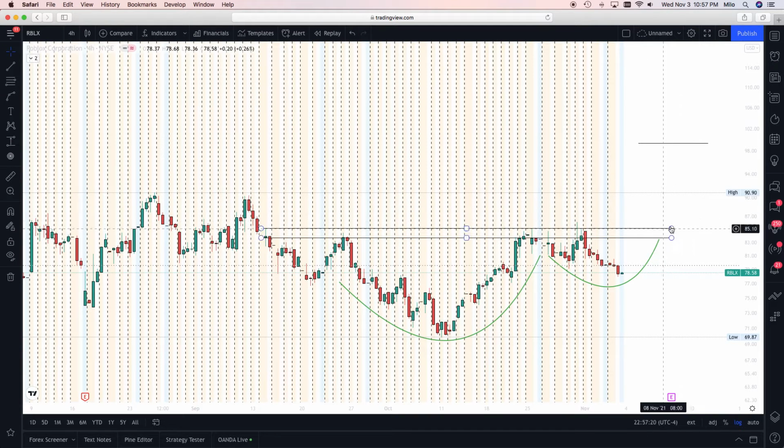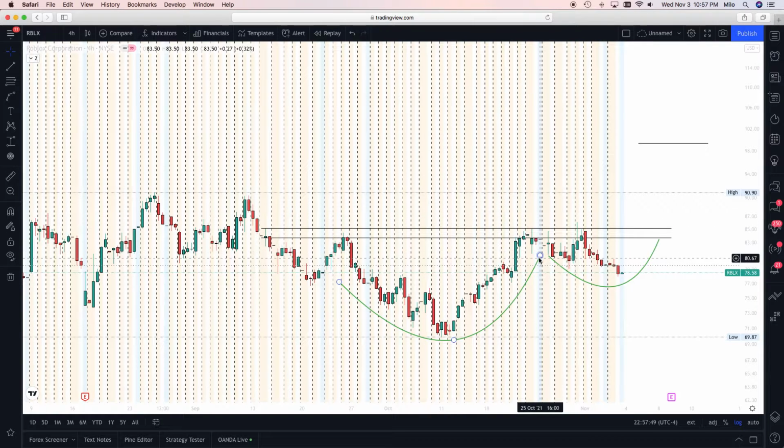You don't want to take any trades before this. If you do, you probably want to take it around 81 or right at the base of the ceiling here, and set a stop loss below the handle or halfway up the handle here at 80.